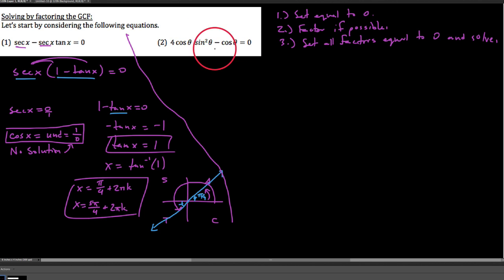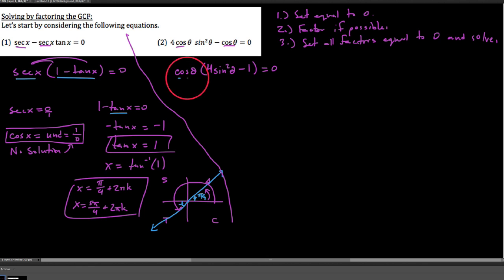So what we end up with is a situation here where we've already set it equal to 0. In terms of factoring it, they both have in common a cosine of theta. So we're going to factor out the cosine of theta here. We get cosine of theta times, in parentheses now, 4 sine squared of theta minus 1, and this would be equal to 0.